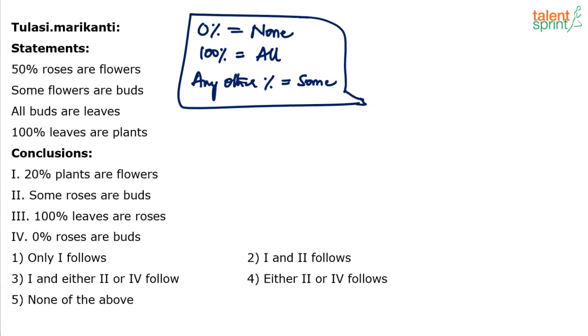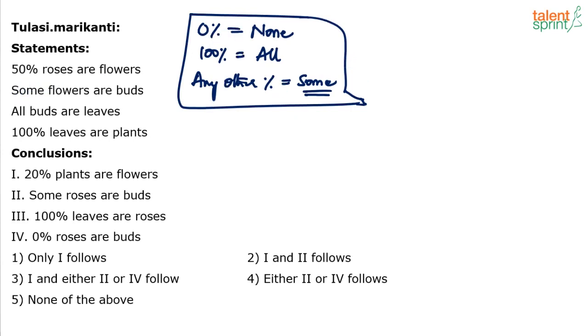So 0 is like none, 100% is all, and any other percentage, be it 50, 51, 52, 49, 1%, 99%, 99.5%, 0.01%, all those should be considered as some. You know the range of some, right? Minimum 1, maximum 100. In fact, 100% can also be considered as some. So keeping these percentages and their equivalent meanings in mind, let's draw the basic diagram for the given statements.